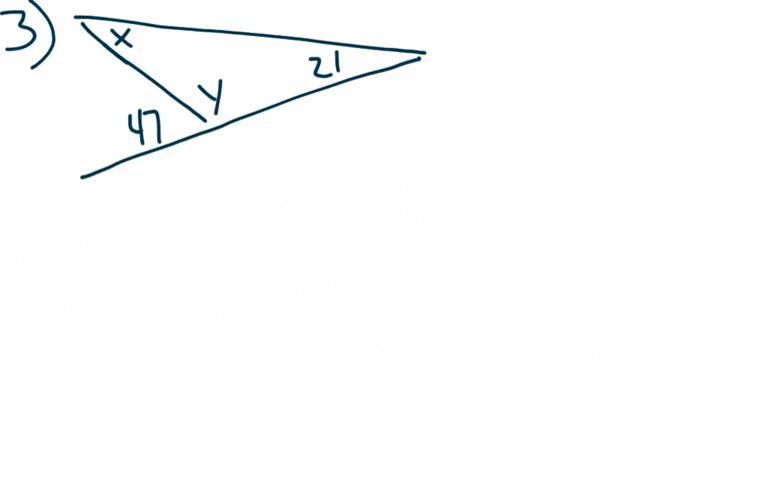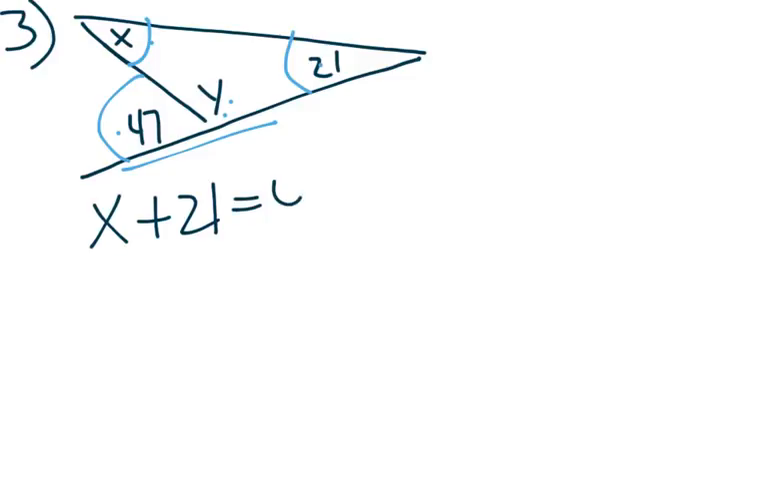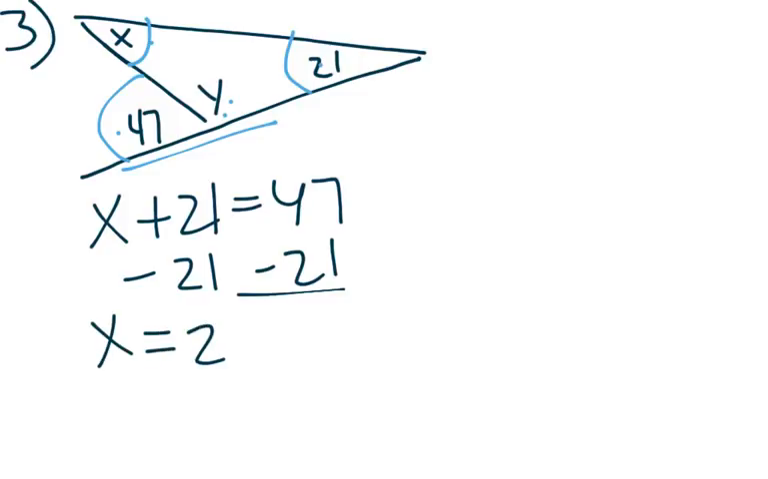Okay, so over here we see this exterior angle, and we see it's on the same line as this y. So we are ignoring the y for now, and we are looking at the other two angles inside of the triangle. So we know that these two angles add up to equal this exterior angle. So x plus 21 equals 47, and we want to solve for x by subtracting 21 from both sides. x equals 26. So now we want to solve for y.